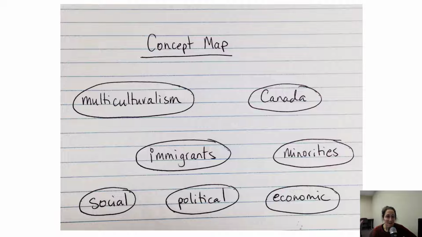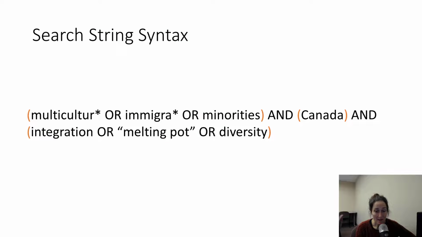So the idea is to just throw all your ideas on the paper and then circle those words that you think might be important for when you're going to search. Once you have your concept, you can then start to put together your search string that you will take into the databases and the search engines to find scholarly material. This is an example of a search string based on our topic.